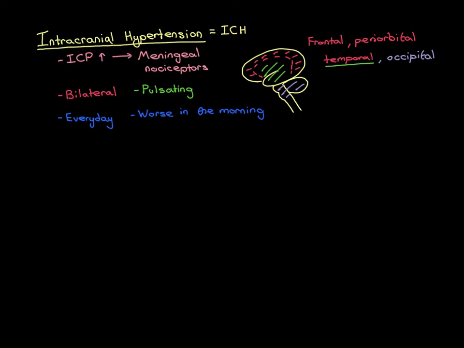Intracranial pressure, even in healthy individuals, obeys a circadian cycle. It goes up and down on a 24-hour rhythm, and in normal people it is usually highest in the morning and goes down in the afternoon. When you have intracranial hypertension, therefore, it's going to be worse in the morning because, as part of the normal circadian fluctuation, intracranial pressure is higher in the morning, and then in the afternoon it might go down to a level that is not capable of activating the meningeal nociceptors.